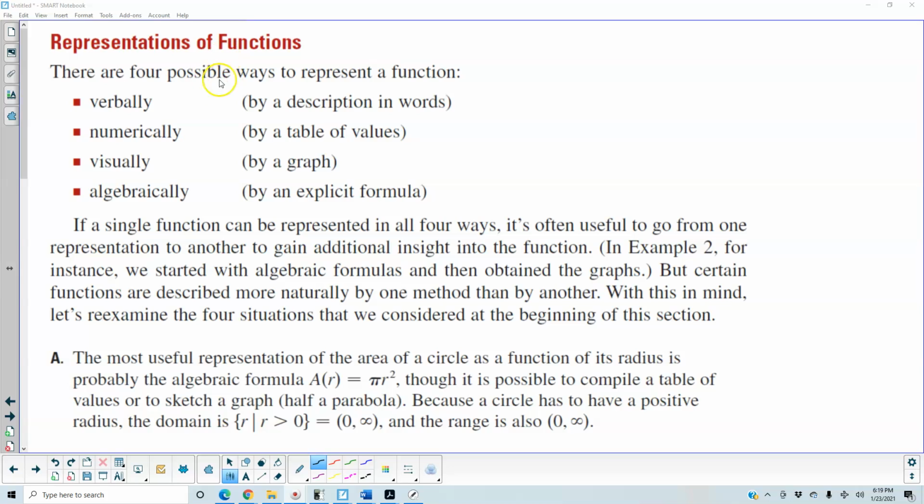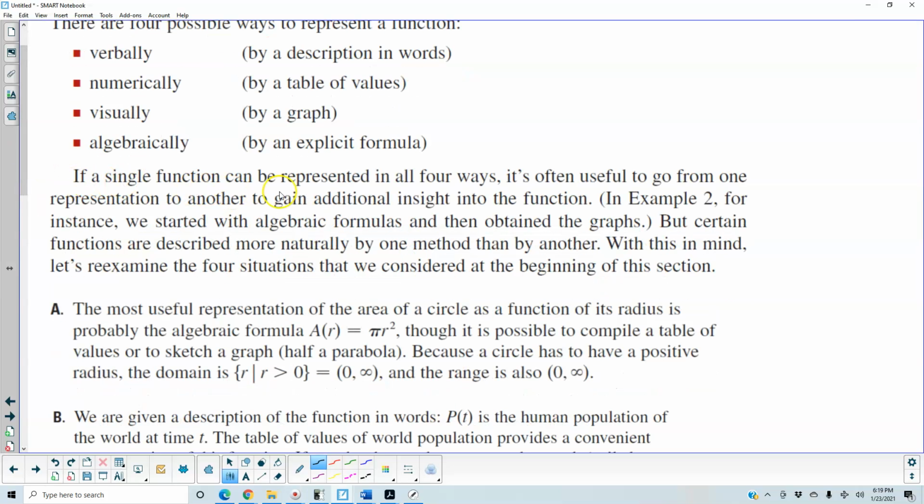Representations of functions. There are four possible ways to represent a function. Verbally, by a description in words; numerically, by a table of values; visually, by a graph; algebraically, by an explicit formula. Now, if a single function can be represented in all four ways, it's often useful to go from one representation to another to gain additional insight into the function.